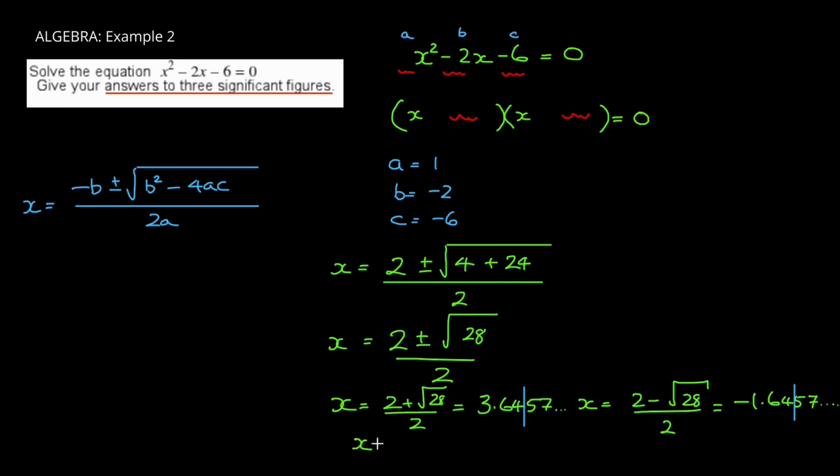So we get x is equal to 3.65 and x is equal to negative 1.65, and they're both to three significant figures. And those are your answers.